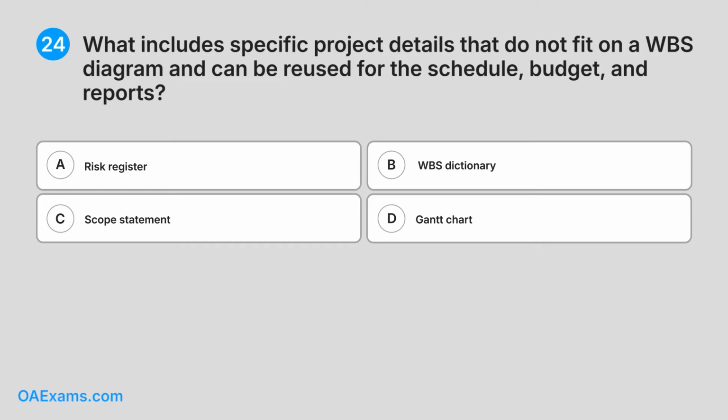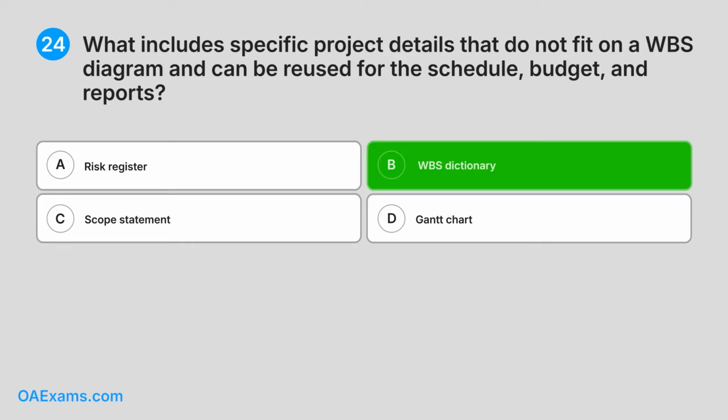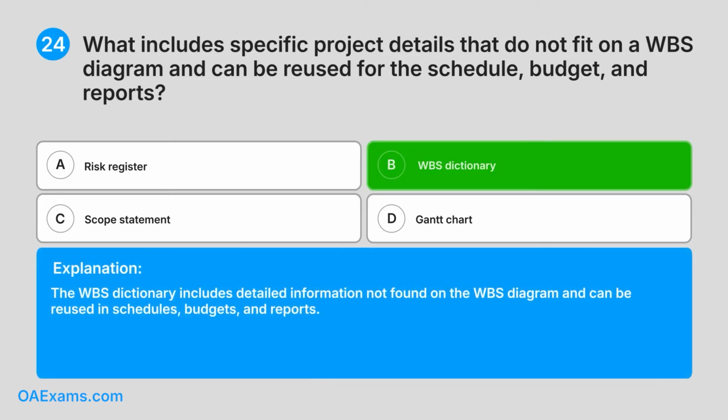Correct answer: B. WBS dictionary. Explanation: The WBS dictionary includes detailed information not found on the WBS diagram and can be reused in schedules, budgets, and reports.